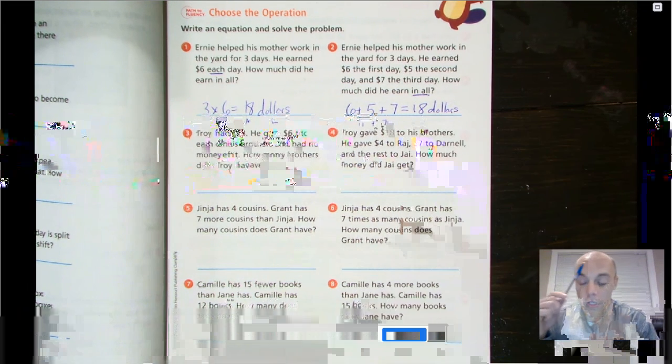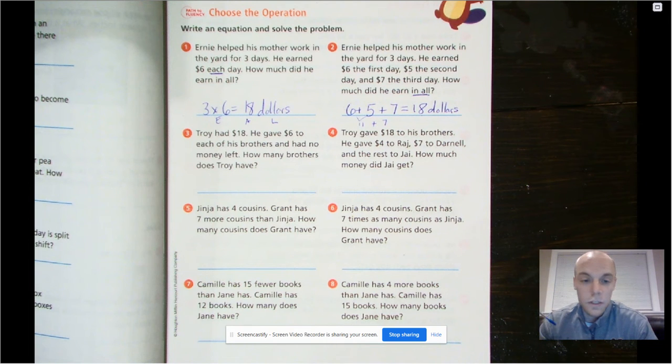So, friends, just a heads up, it's not always going to be multiplication and division now. Some of them are going to be addition and subtraction. You really got to read the problem and know what it's talking about. You got to comprehend what it's saying.